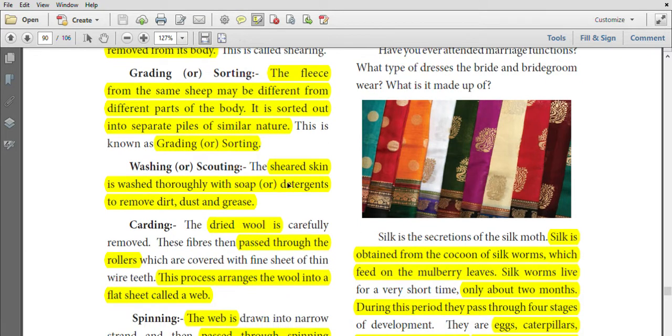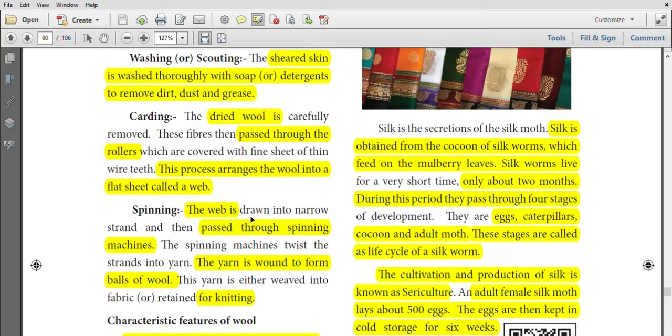The sheared fleece is washed thoroughly with soap or detergent to remove dirt, dust, and grease. It is called washing or scouring. Carding. Dried wool is passed through rollers. This process arranges the wool into a flat sheet called a web.